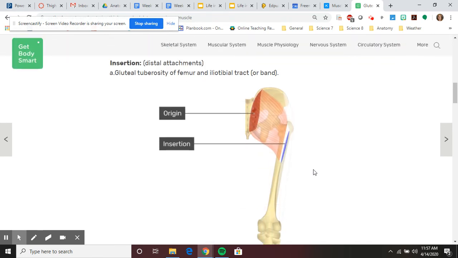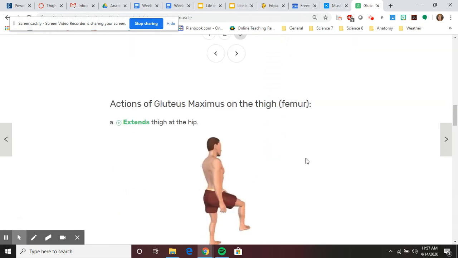So if we remove the rest, the origin is on the posterior side of the ilium, so right back here. Then it goes to the sacrum and the coccyx. So all of this down here. Remember, we're at the back of the body now, posterior. And then the insertion is on the femur, right there in blue.